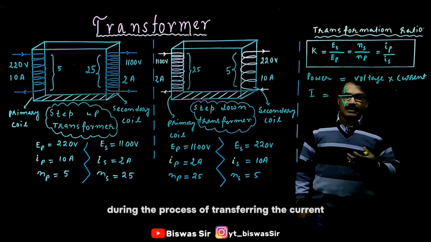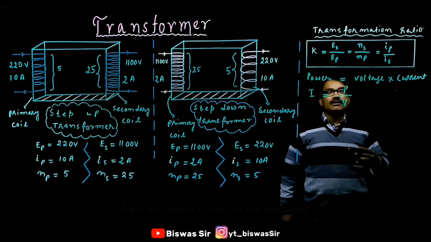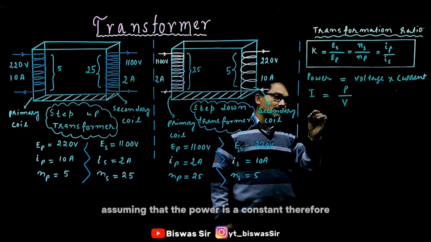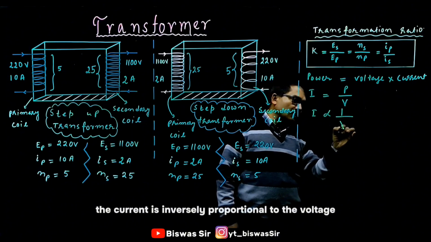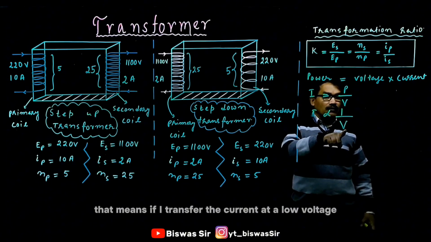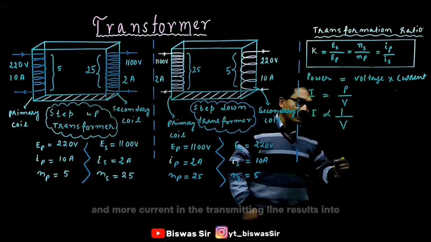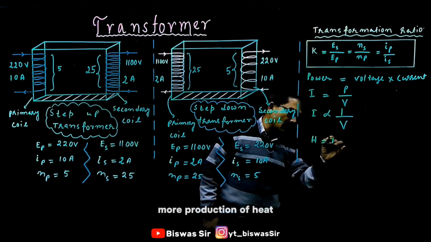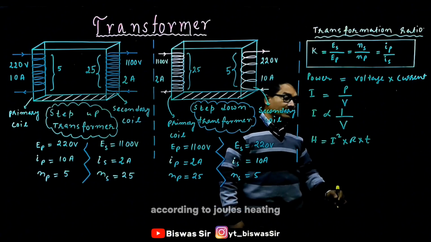During the process of transferring the current from the power station to the consumer, we maintain the power at a constant level. Assuming that the power is constant, the current is inversely proportional to the voltage. That means if I transfer the current at a low voltage, there will be more current in the transmitting line, and more current in the transmitting line results in more production of heat according to Joule's heating.